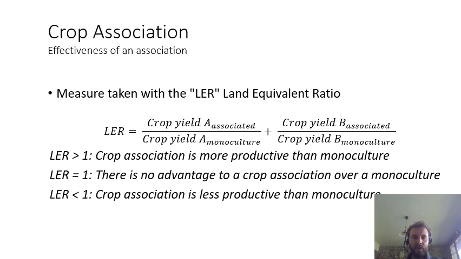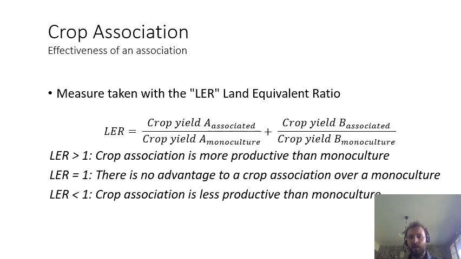The formula goes that way. For each of the crops, you take the yield of the crop in the association divided by the yield in monoculture, and you add the different crops. If you have three crops, for example maize, bean, and squash, you divide the yield of maize in the intercropping by the yield of maize in monoculture, plus the yield of bean in the association divided by the yield of bean in monoculture, plus the same for squash. And at the end you get a number.